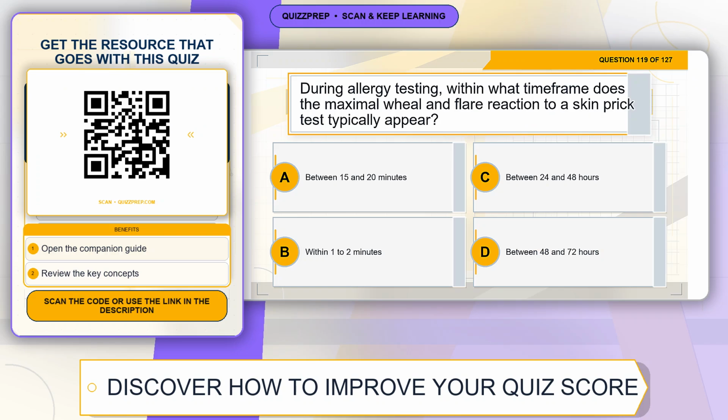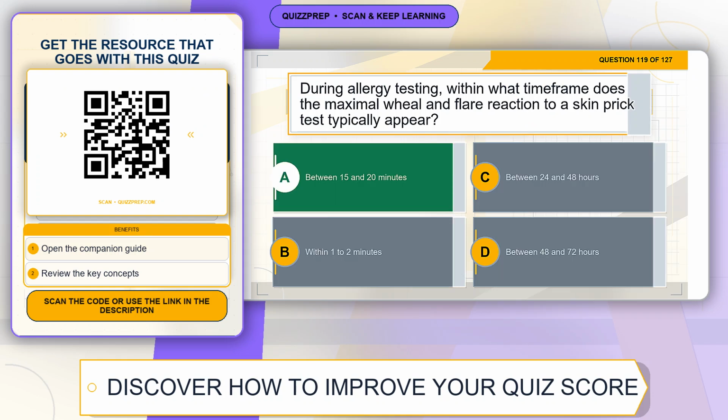Question 119. During allergy testing, within what timeframe does the maximal wheal and flare reaction to a skin prick test typically appear? Option A. Between 15 and 20 minutes. Option B. Within 1 to 2 minutes. Option C. Between 24 and 48 hours. Option D. Between 48 and 72 hours. The correct answer is option A.